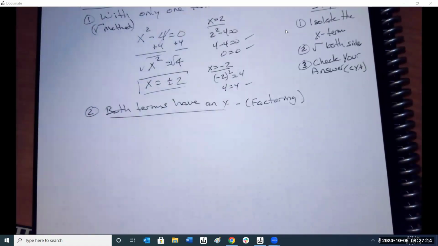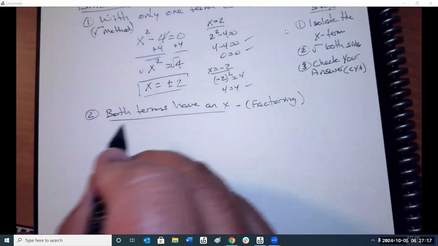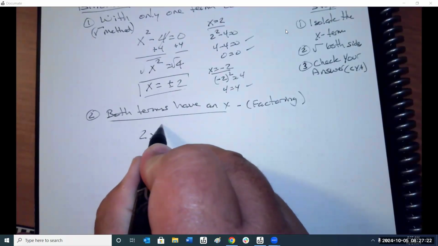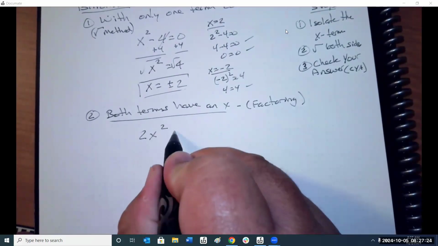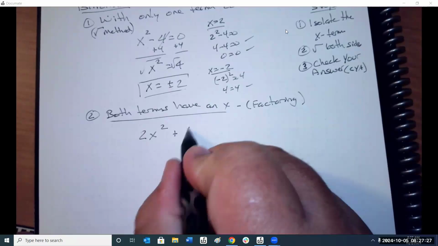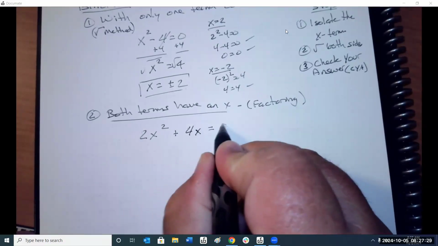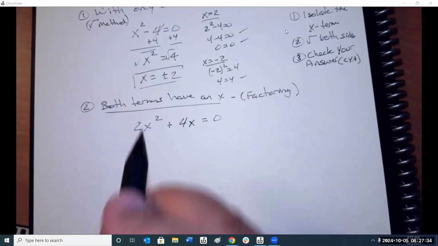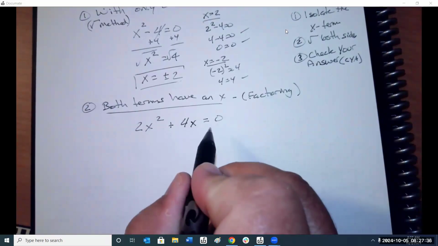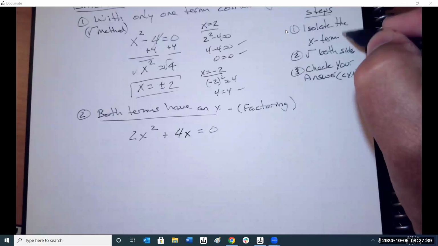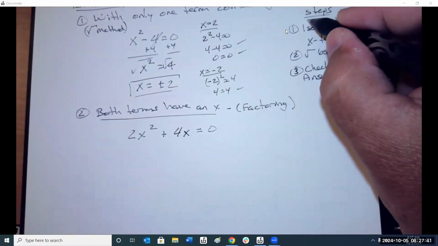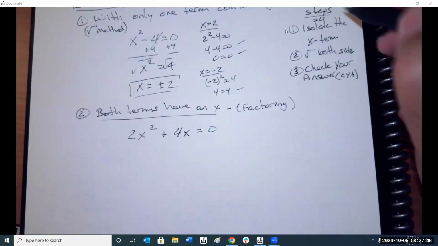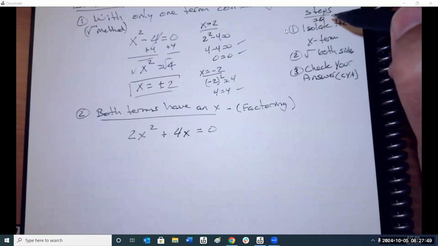Let's see how this one will work. Let's say we had 2x squared plus 4x equals 0. Now we only have two terms, set equals 0. We have to first make sure our equations equal 0. So set it equal to 0 first, then we see what it looks like.